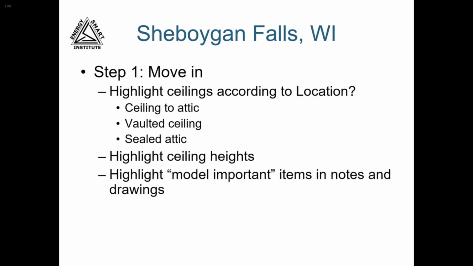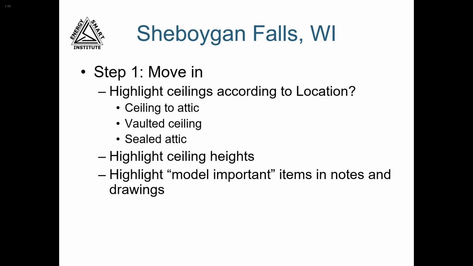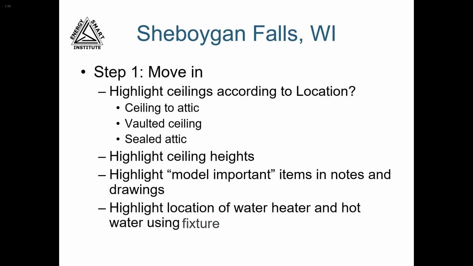While you're searching the fine print, you want to highlight any model important items that you find in the notes and the drawings. These are items that you know you will need to incorporate into your energy model. For example, the fact that this plan has some 8-inch and some 10-inch foundation walls was one of those notes. The fact that 2x10 treated beams are used on the back patio is not a model important note, and we can just ignore that. While we're highlighting, we also want to highlight the location of the water heater and the hot water using device that's farthest away from the water heater. That's another model important item of note.